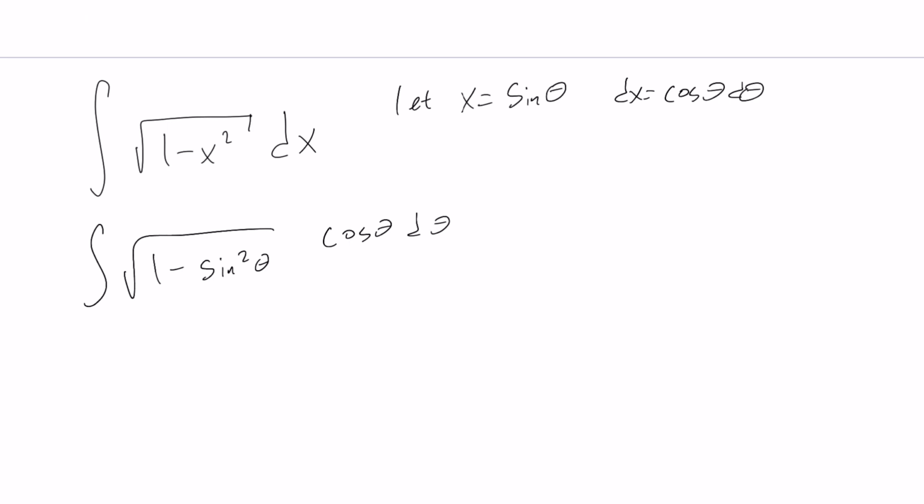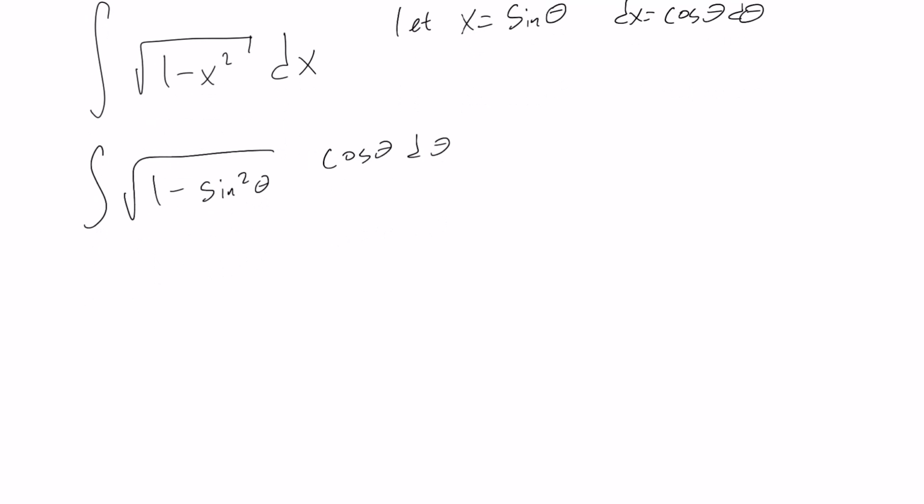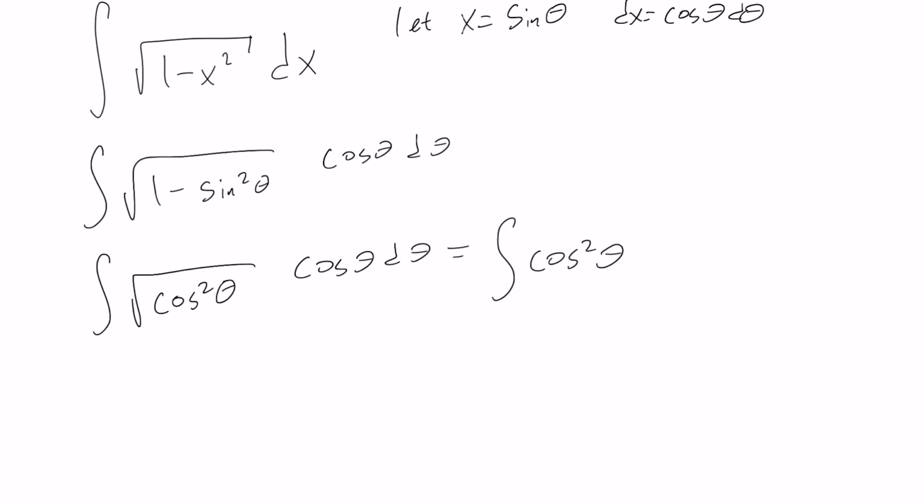Hey, what do we know about 1 minus sine squared theta? Now, you can't see what I'm doing, like Dora the Explorer, waiting for you to respond. Yeah, exactly. It's cosine squared theta. So this becomes the integral of the square root of cosine squared theta times cosine theta d theta. The square root of cosine squared gives me cosine, multiplied by this cosine, I get the integral of cosine squared theta d theta.